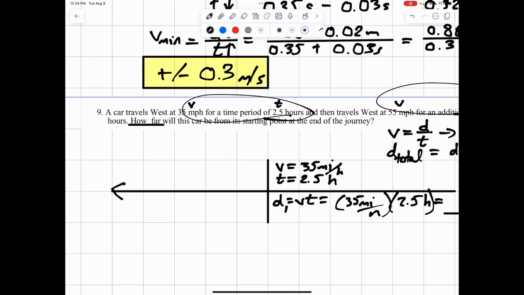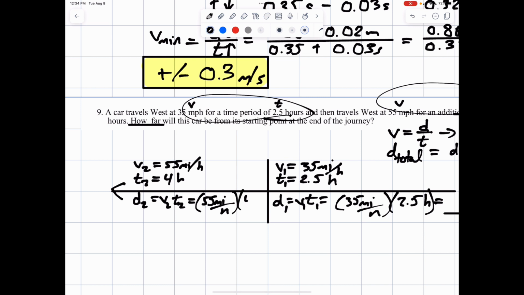Same idea here. This is velocity 1, time 1, distance 1. This is going to be velocity 2. We have a different velocity. Now we're going 55 miles per hour. Again, I'm writing MI/H. Time 2 is now 4 hours, and we're looking for distance 2, which is going to be V2 times T2, where this was V1 times T1. That's going to be 55 miles per hour times 4 hours. So we're going to get distance 2.